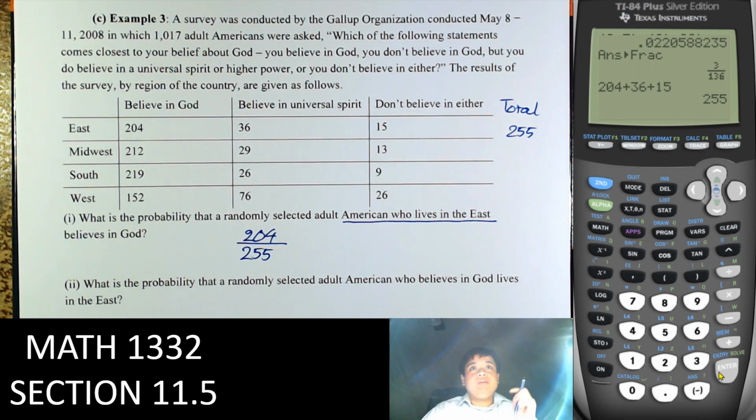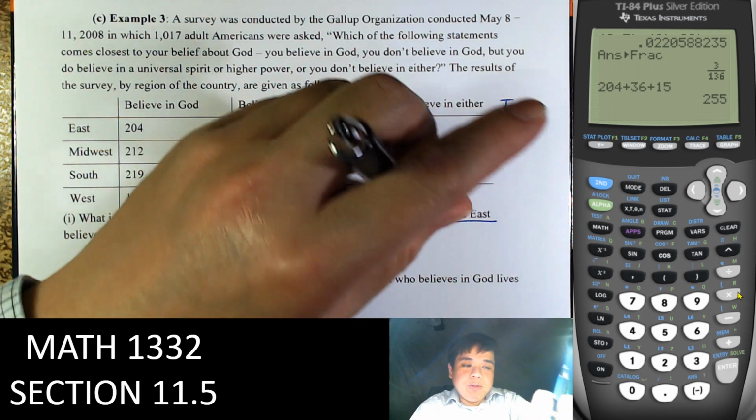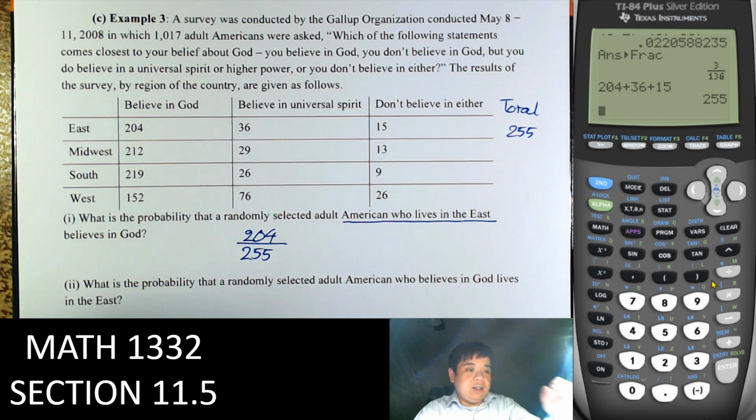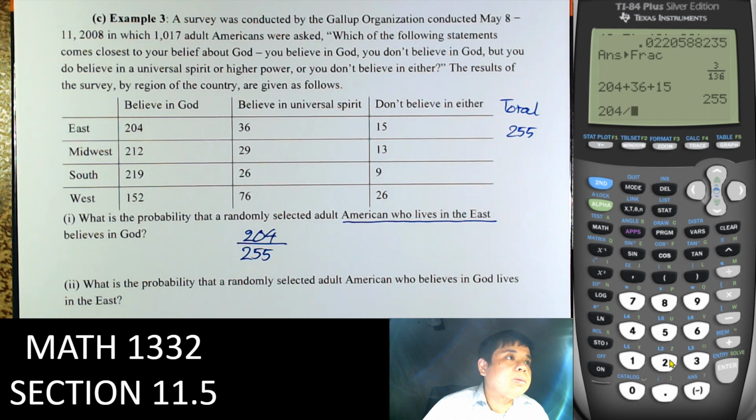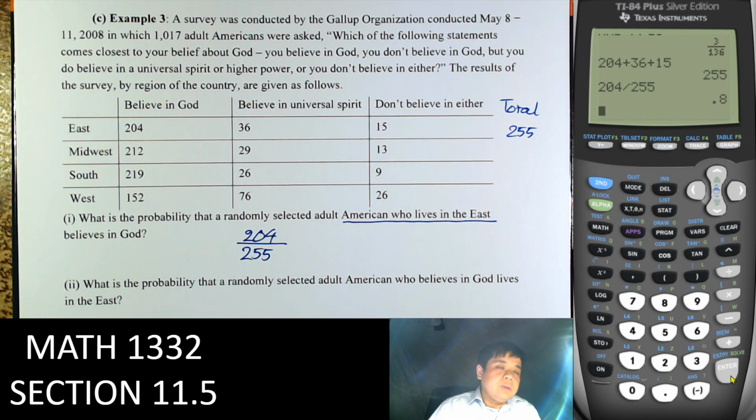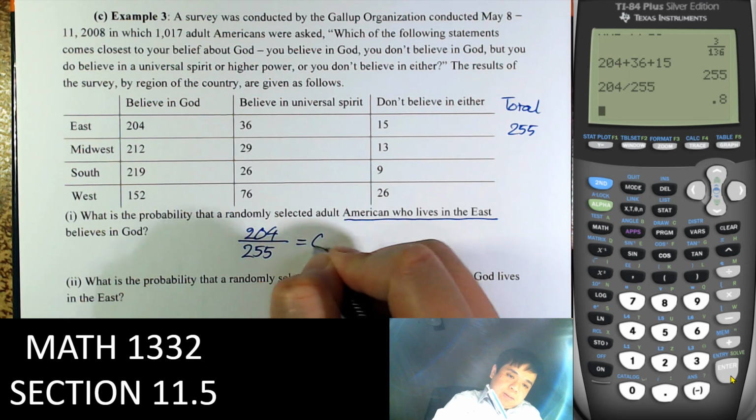Right. Again, we just count. How many do we have total? 255. And out of those, how many believe in God? 204. About 80%.